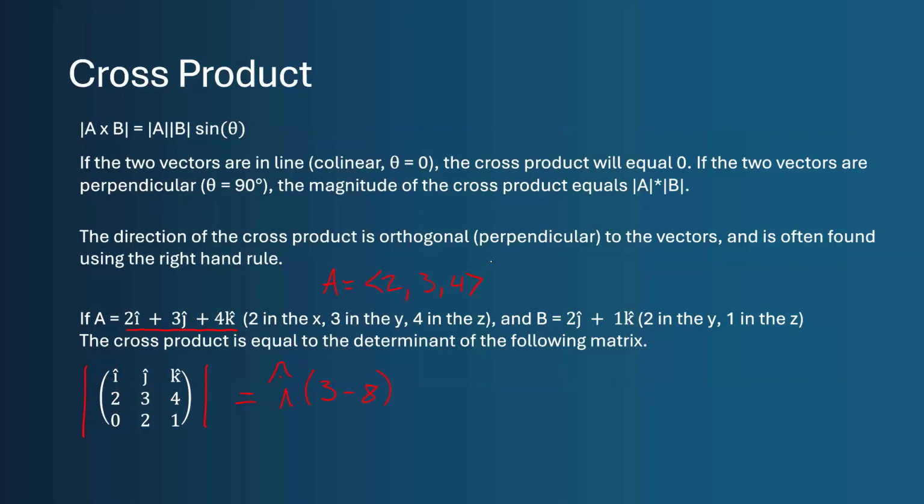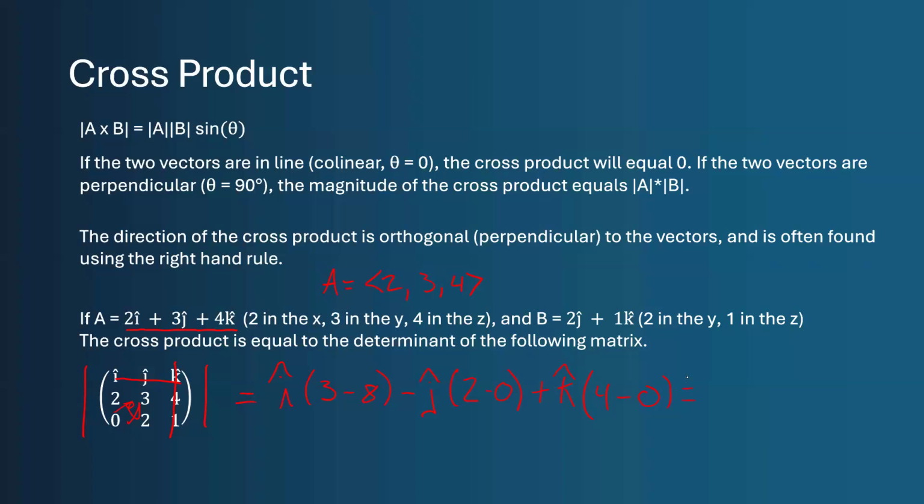Then for j, this is a tricky one that people forget sometimes. With j, we have to subtract it instead of add it. It comes from a whole bunch of crazy properties that we can get into later if you want. And then I'm going to multiply these two and subtract by the multiple of those two. So I get 2 times 1 is 2, minus 0 times 4 is just 0. And then finally, I'll do my k vector. This is once again added. I cross out those two, and I get 2 times 2 is 4, minus 3 times 0 is just 0.